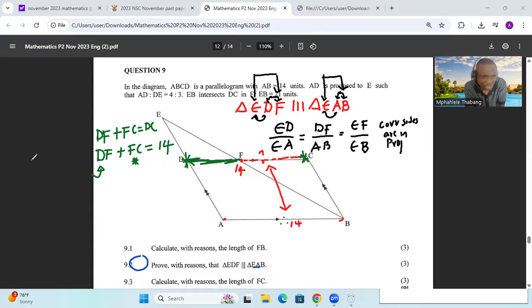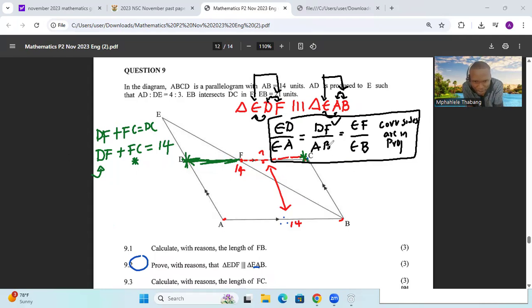So I see that corresponding sides of similar triangles are in proportion. What I've written here, I see that there is DF. So I'm going to pick DF over AB. So what else am I going to pick? ED over EA. Yes. So I'm going to pick these two. You just have to pick 2. So I'm going to say ED over EA equals DF over AB.